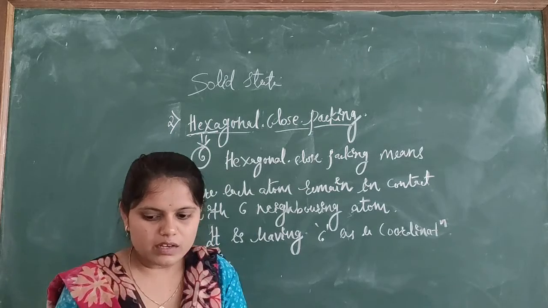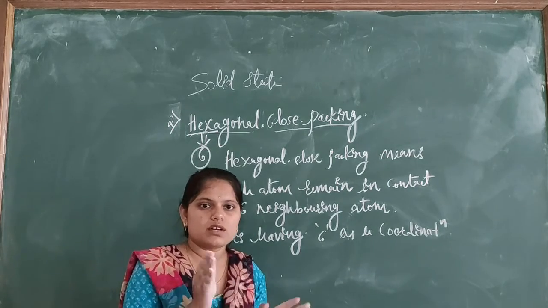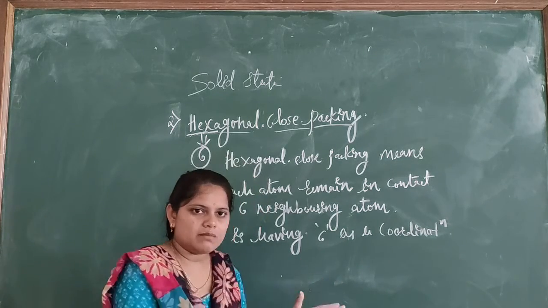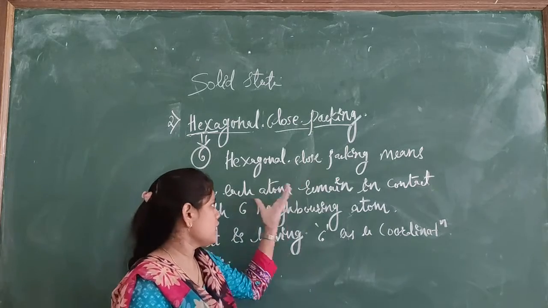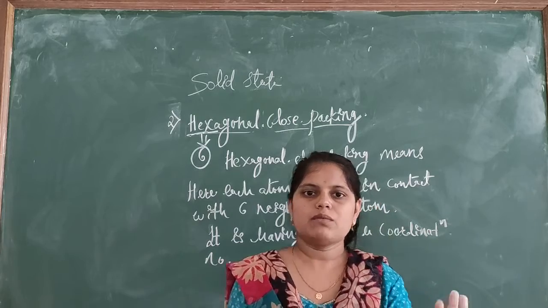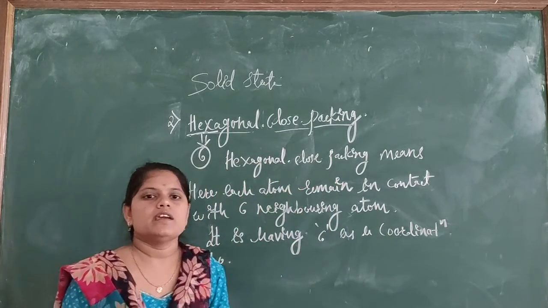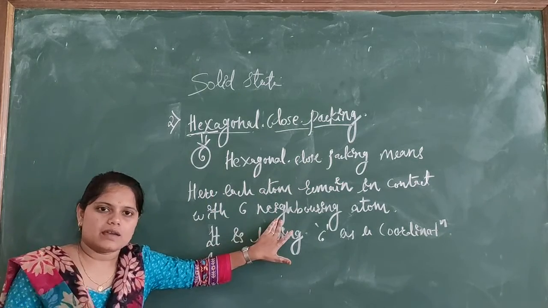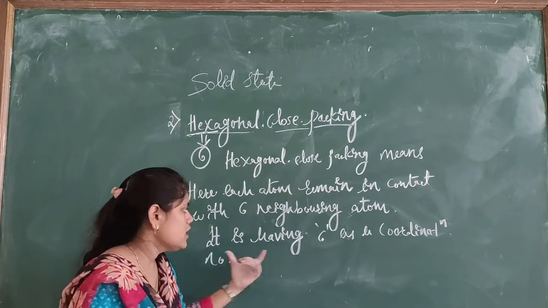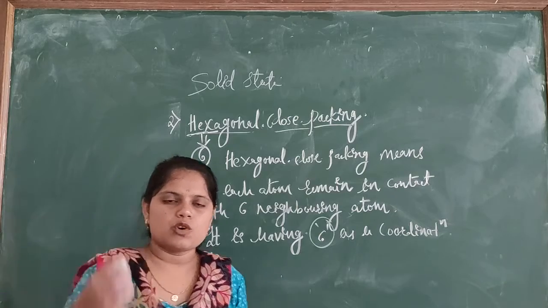First, you should remember the definition of hexagonal close packing. Don't confuse square close packing and hexagonal close packing. In square close packing, each atom will remain in contact with 4 neighboring atoms. But in hexagonal close packing, each atom will remain in contact with 6 neighboring atoms. It means hexagonal close packing is having 6 as a coordination number.